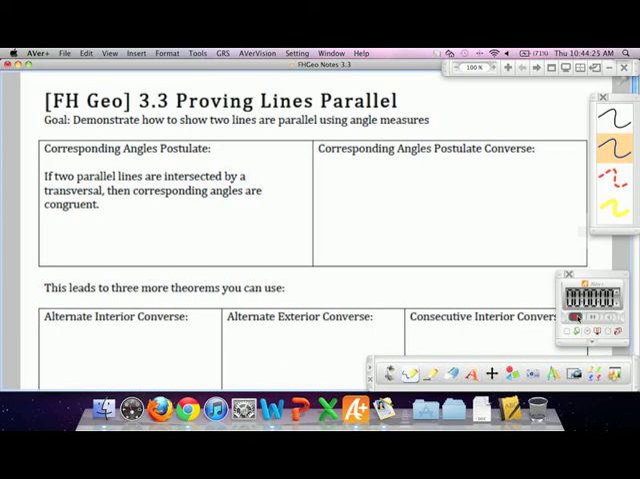And we said on Tuesday that the corresponding angles postulate was the driving force. We said that if two parallel lines are intersected by a transversal, then we knew that corresponding angles were congruent. We said that on Tuesday. That was something from the notes that we put in. That was our building block.